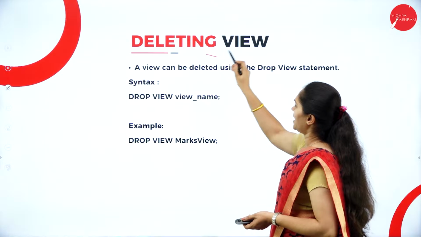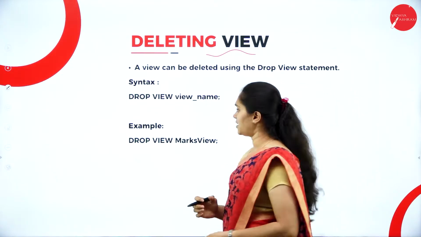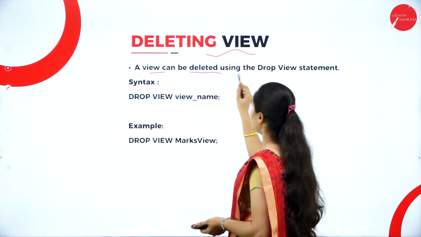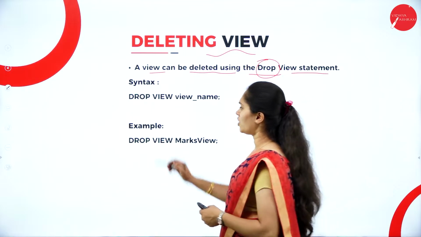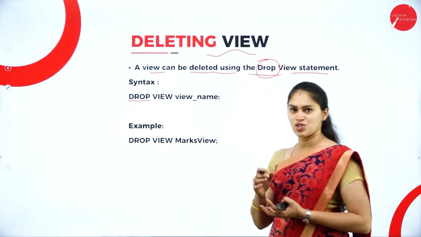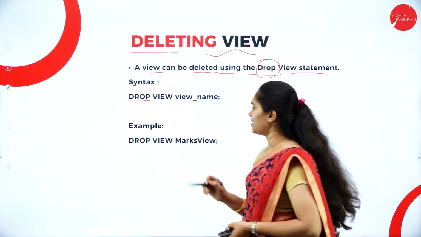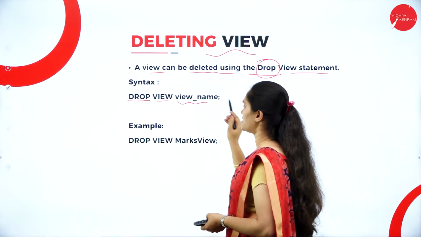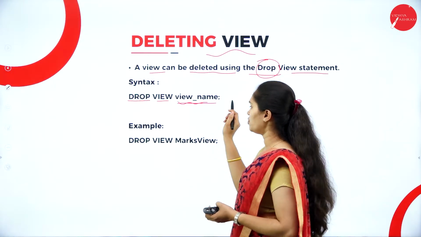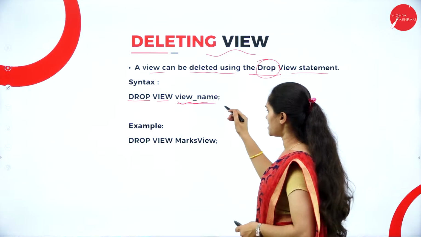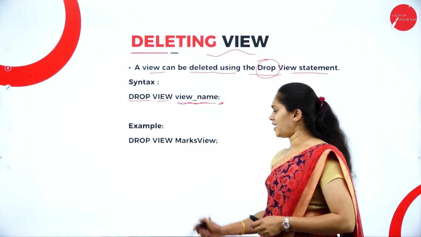Then how can we delete a view? How are we going to remove the view from the database? A view can be deleted using the drop view statement. If you want to remove the virtual table or a view from the database, then you can use the drop command. That is drop view and the view name. Whichever view you want to delete, that view name or virtual table name you need to specify along with a semicolon. Here we have already created a marks view.